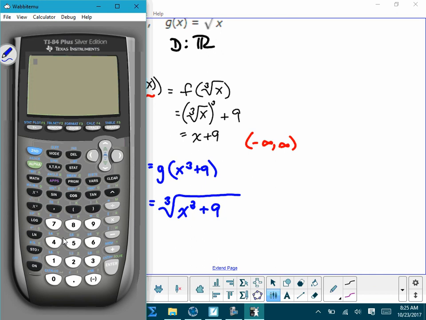Let's let x be 2, okay? If x is 2, this becomes 8 plus 9 on the inside, right? Okay, well, 8 plus 9 is 17, correct? Okay, so this should say cube root of 17. So we're typing in cube root of 17.